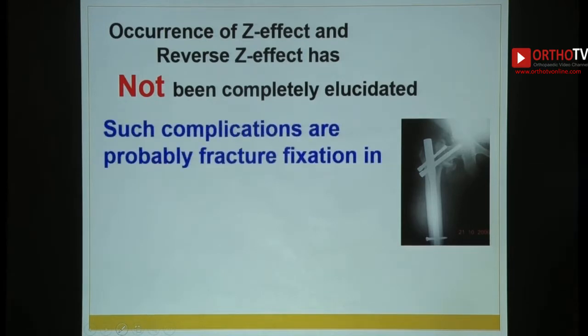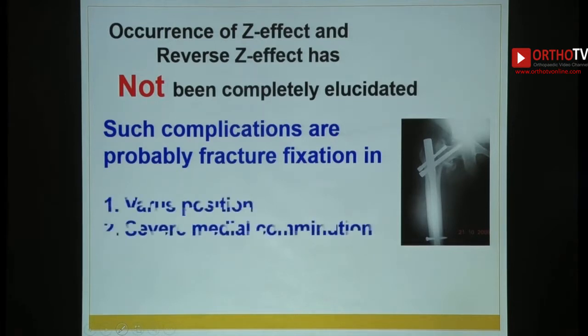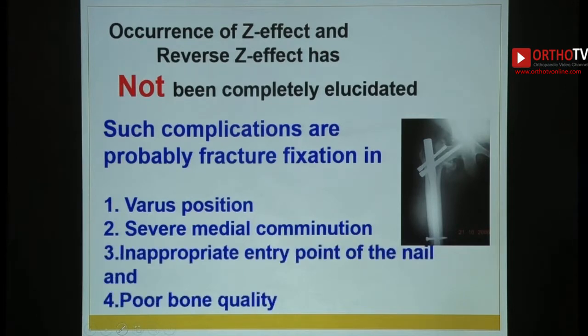Such complications are obviously there during fracture fixation if it is fixed in a varus position, if there is severe medial comminution, if there is an inappropriate entry point which is far too lateral, or through the fracture site of the intertrochanteric going to the GT, so the entry point being wrong, or poor osteoporotic bone. So these are the various factors that have been put forward to show that they can produce that effect.